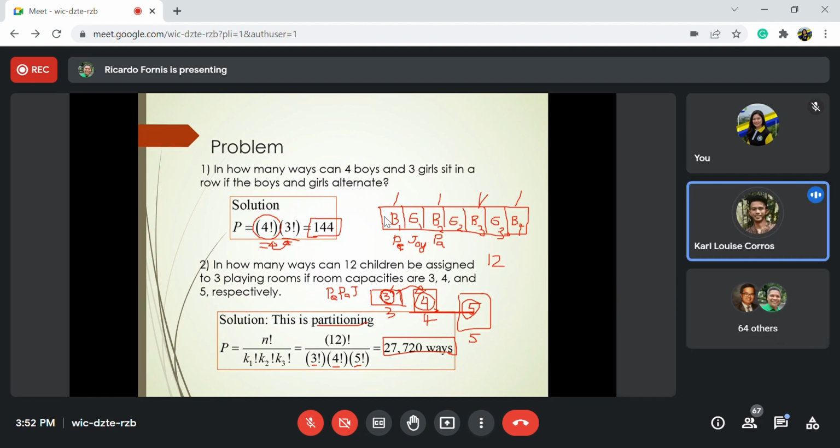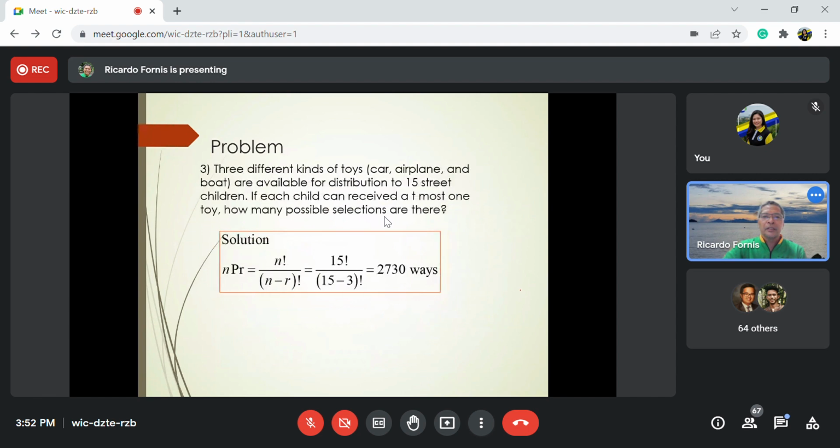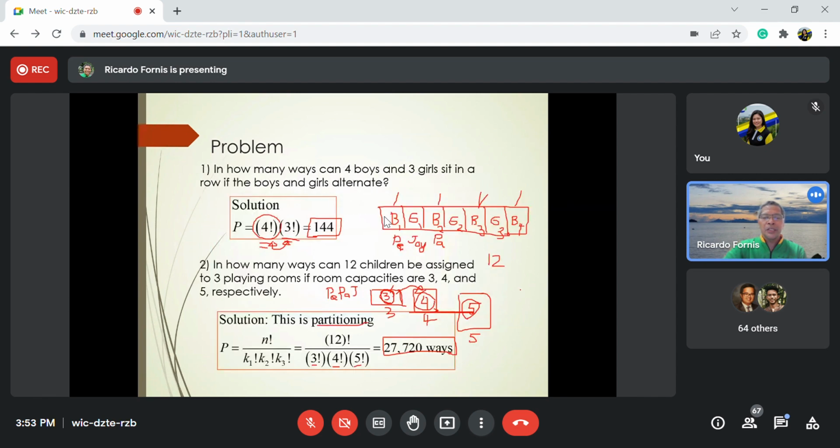None, sir. Okay. So Jomel said he is reviewing senior high school, since this is also a senior high school topic. Actually, you most likely encountered this in your probability and statistics, no?